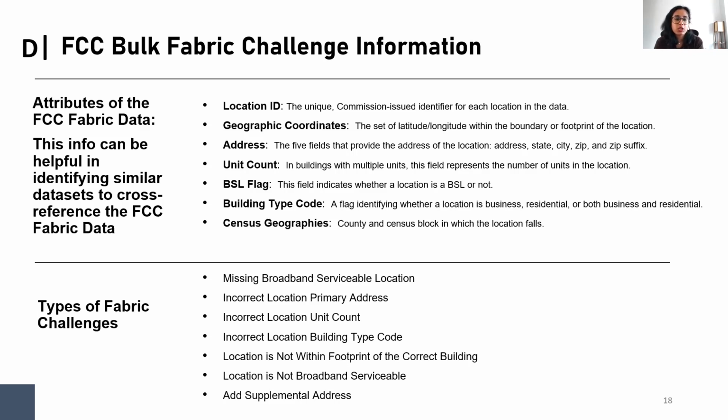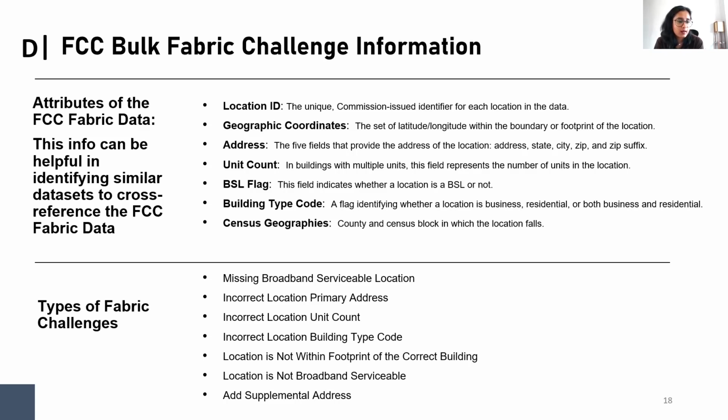Then there's also information on the building type, so residential, commercial, or both, and then the county and census block it falls into. So some of this information, having the coordinates, the address, the unit count, and the building code in the data that you're using can be really helpful to make those comparisons.